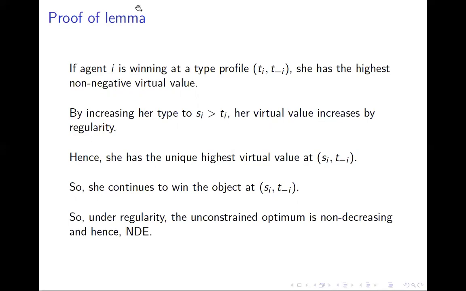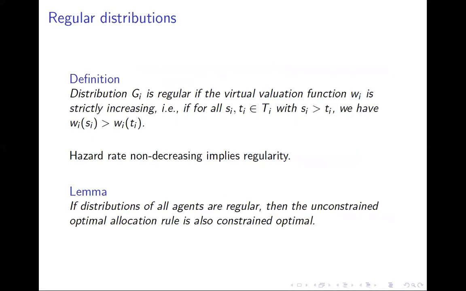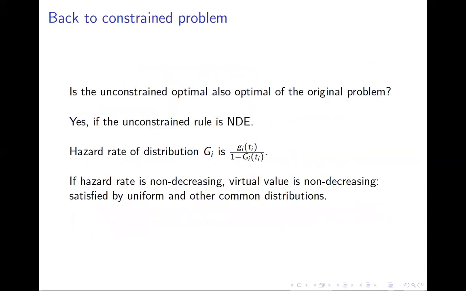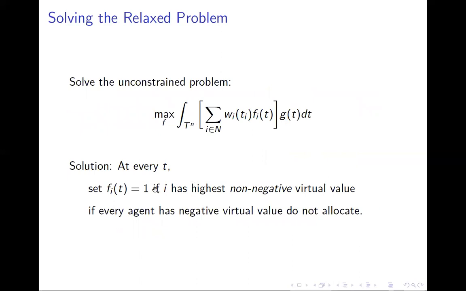Okay, if it is not, then you can go back and think about it. So what I have shown is that if distributions of all agents are regular, then the unconstrained optimum, which is this particular rule, is also the global optimum.